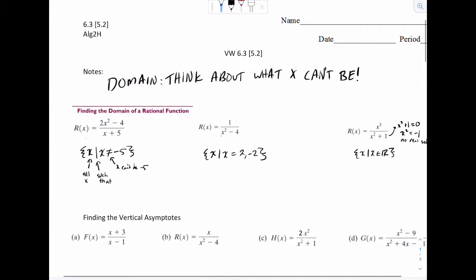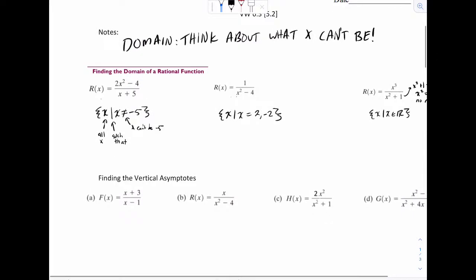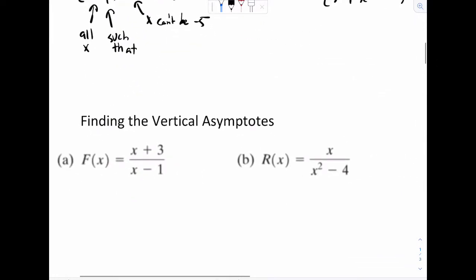So that's our first step, finding domain. And again, that's really nothing new. We have done that before. Here's where it gets a little bit harder. Finding the vertical asymptotes.